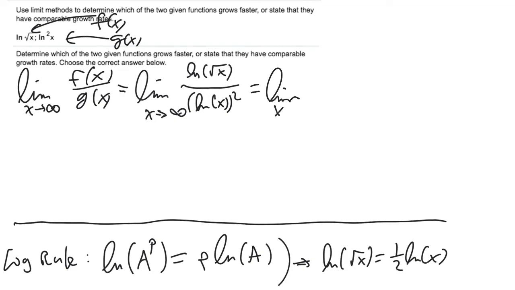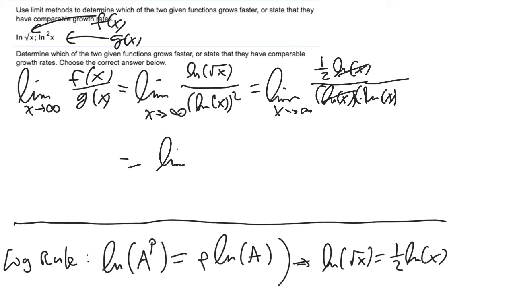So the limit as x goes to infinity, in the numerator, I have 1/2 log of x. And the denominator, that's log x squared. So that's log x times log x. And so you can see that one factor of log x will cancel in the numerator and denominator. And so I have the limit as x goes to infinity of 1/2 in the numerator over log x in the denominator.